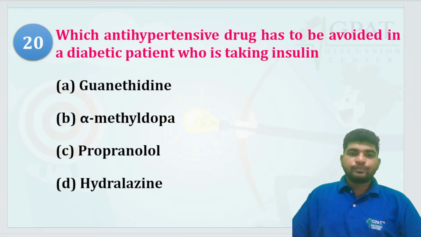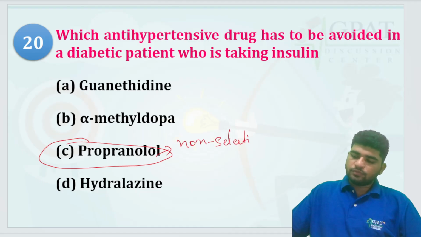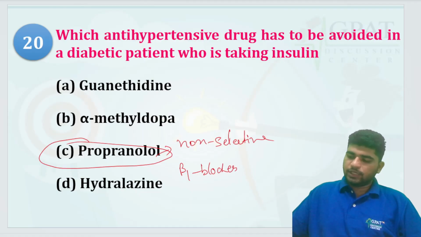Guanethidine, alpha methyldopa, propranolol, or hydralazine. Propranolol is a non-selective beta blocker. It means that it will act on all the receptors, beta 1, beta 2, and beta 3.